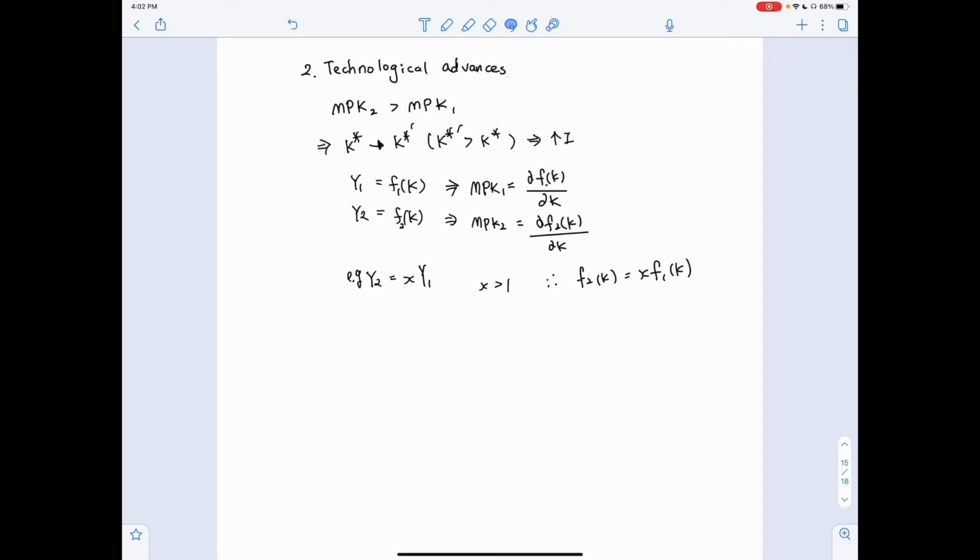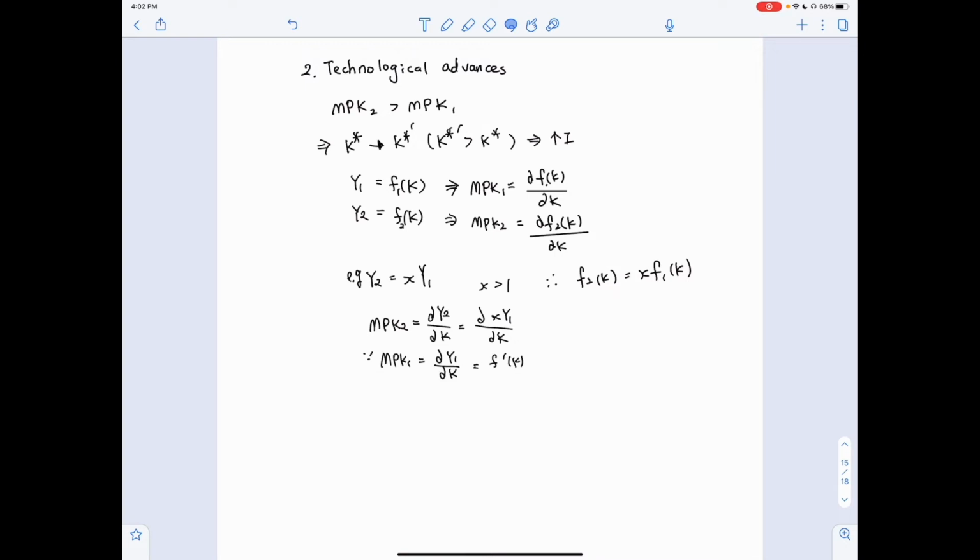As long as X is greater than 1, we know that the new technology will produce more goods than the old technology. Because of that, we can also write F2 as a function of K as X times F1 as a function of K. So the marginal product of capital of the new technology equals dY2 over dK, which equals X times dY1 over dK.